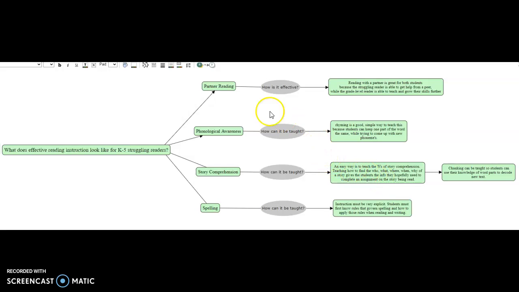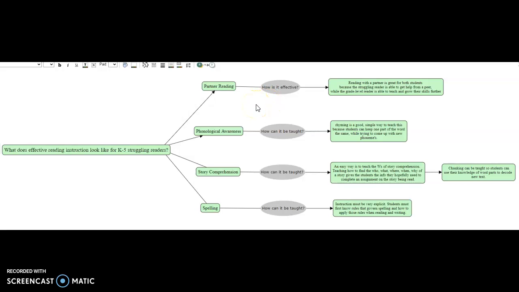So the first thing I thought of is partner reading, which we use a lot in the school that I work at. Now I work with middle schoolers, so I don't know how different it would be for elementary school students, but I've seen partner reading be effective for both students because the struggling reader is able to get help from their grade level peer in a smaller setting with a more individualized approach, while the grade level reader is able to be sort of that teacher for the struggling reader, and that in turn actually helps the grade level reader grow their skills.